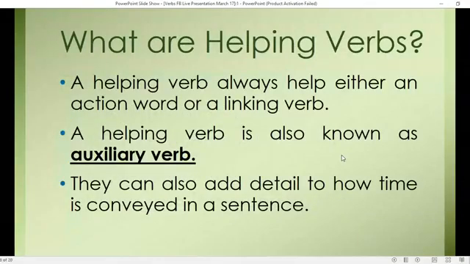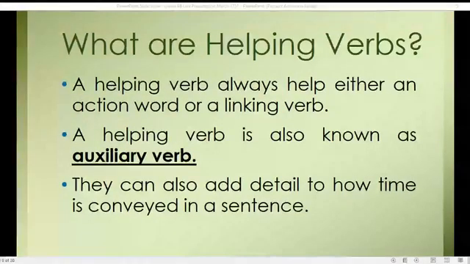The next one, what are helping verbs? It says here a helping verb always helps either an action word or a linking verb. So when we see a helping verb, it connects the subject and the predicate in a sentence. A helping verb is also known as an auxiliary verb, and it can also add detail on how time is conveyed in a sentence, whether it is a present form or a past form of the verb.